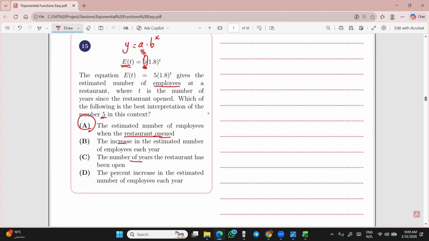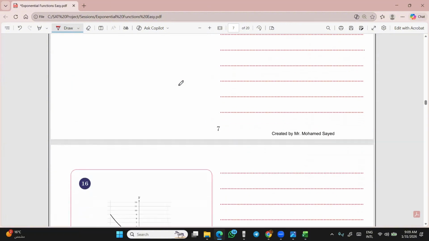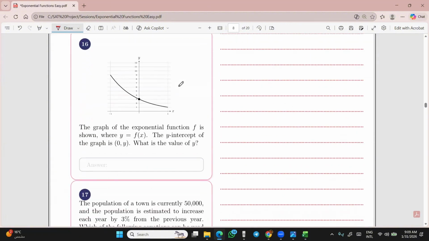Why not the percent increase? Of course, percent increase is something inside, not the value of A. This one needs the y-intercept. Of course, the same idea. I think this question is repeated. This is 3, so (0, 3), but you just write 3 in the answer.